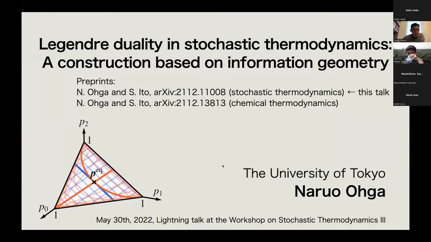So welcome back, everybody, to the second part of the session on fundamental principles. I'm Jason Green. I'm from UMass Boston. I'll be guiding us through this next session. There'll be 2 lightning talks, it looks like, and 2 invited talks. The first lightning talk's from Naruo Ohga, talking about Legendre duality and stochastic thermo.